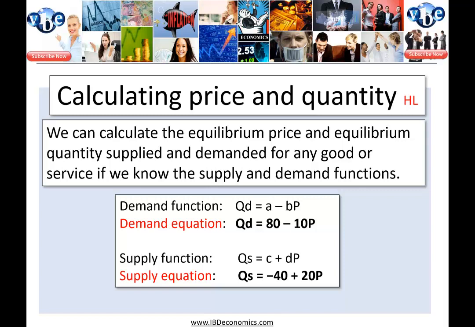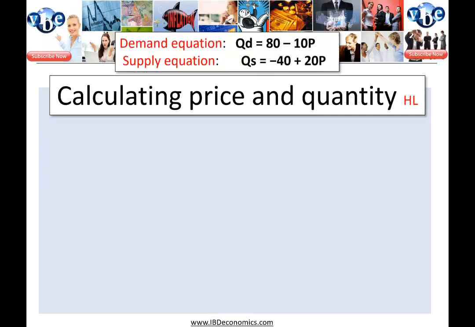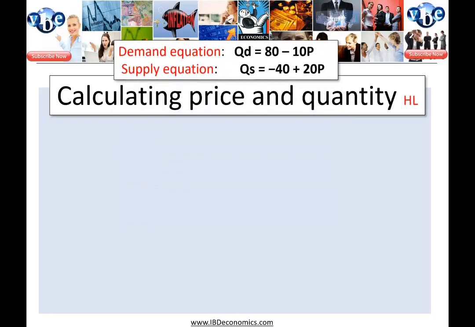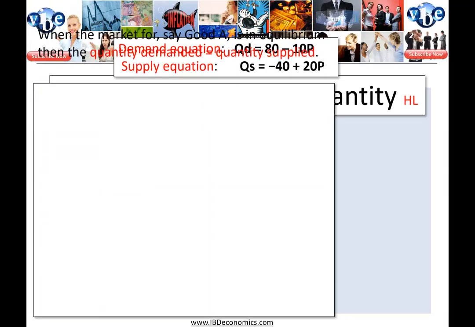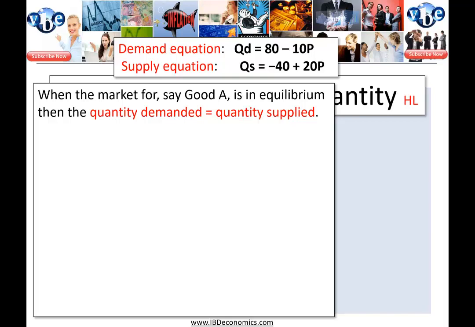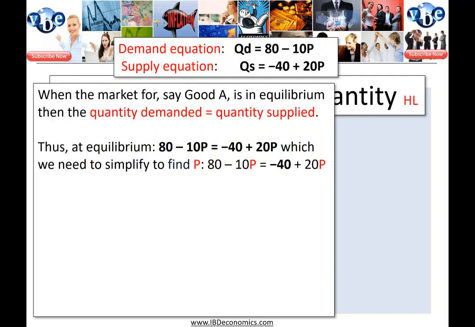So given a demand equation, for example, QD equals 80 minus 10p, and a supply equation, quantity supplied equals minus 40 plus 20p, we can find the equilibrium price and the equilibrium quantity supplied and demanded in that market. So we'll take out two equations here. Good A is in equilibrium when the quantity demanded equals quantity supplied, as we know. So at equilibrium, quantity supplied equals quantity demanded, so the two equations must equal each other.